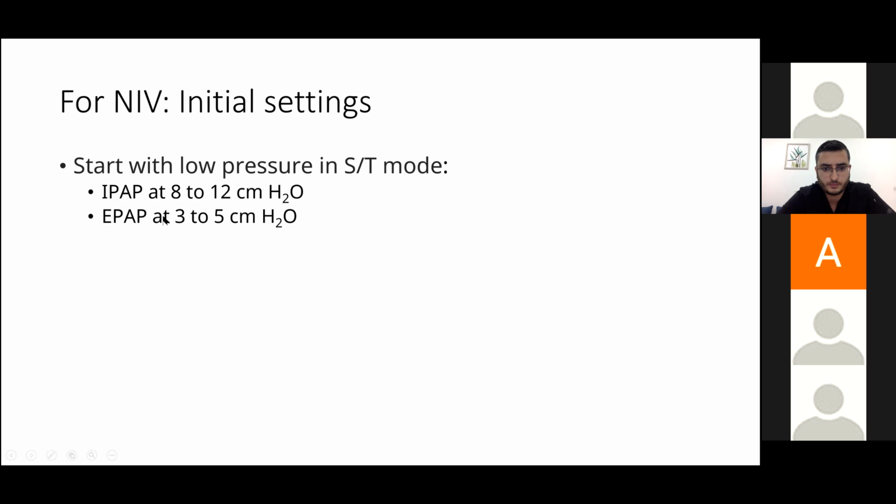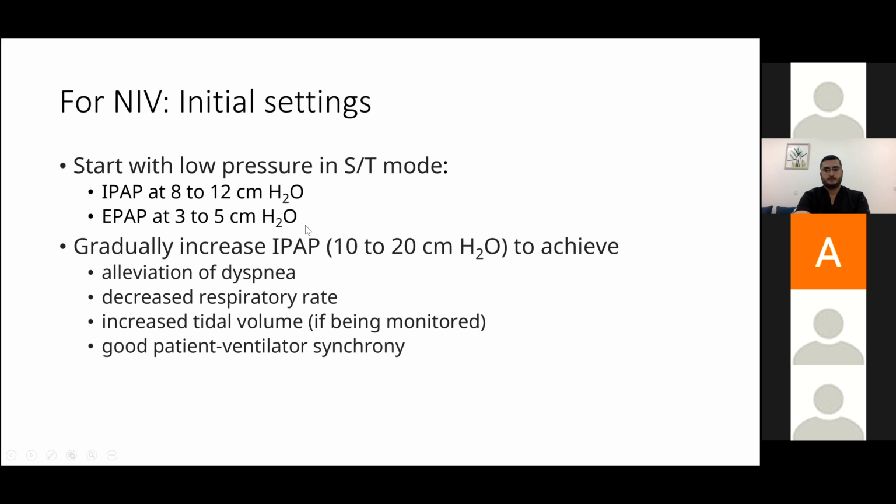tidal volume. So the inspiratory positive airway pressure, or the IPAP, you start at 8 to 12 centimeters, and then the EPAP, another word for it is PEEP, or the expiratory positive airway pressure, 3 to 5 centimeters of water. Then you gradually increase the IPAP to achieve the alleviation of shortness of breath, decrease the rate of respiration, increase tidal volume, especially if you have a monitor for that, and good patient ventilator synchrony.